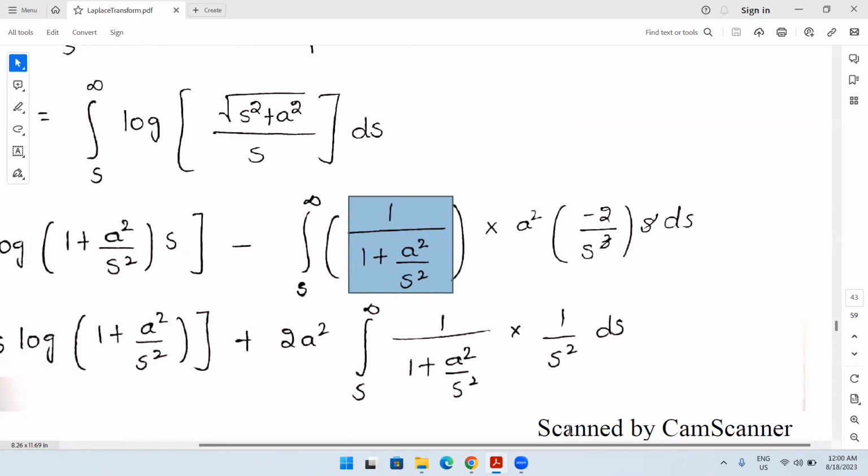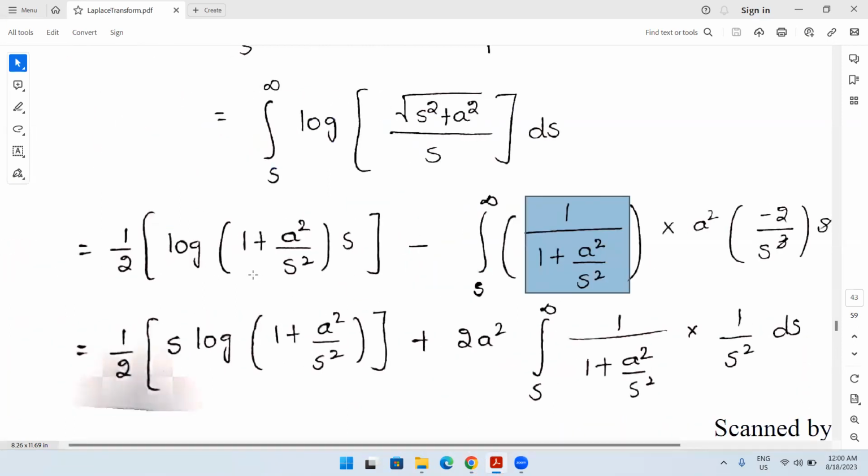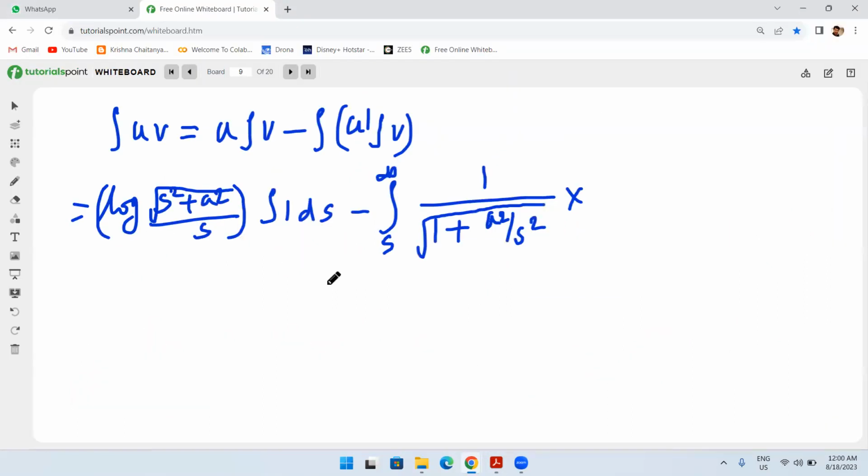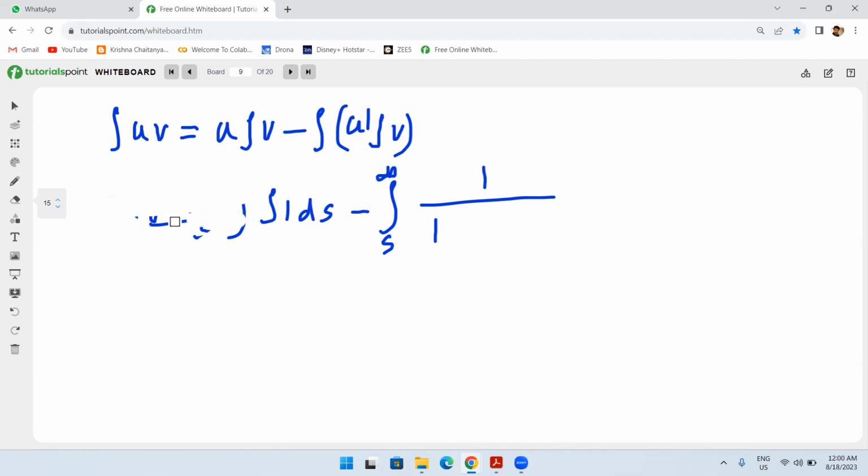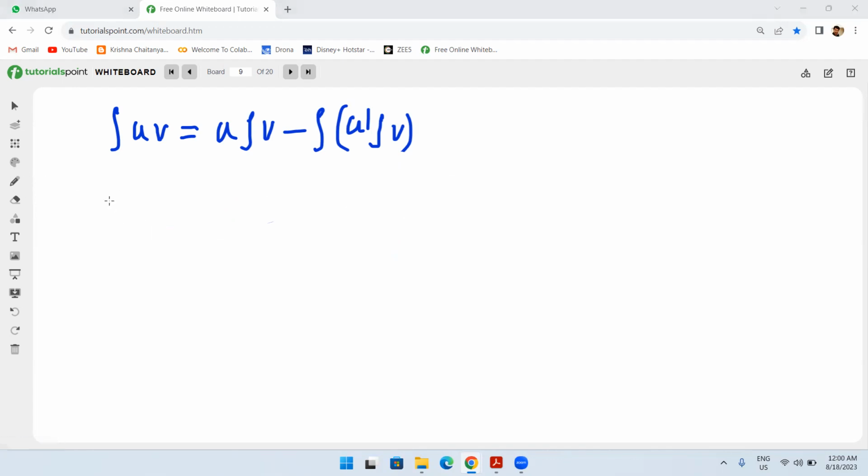Here the square root is not there. They have taken it outside, because if we get the square root, we get a problem. Now I'll explain, just wait. If we get the square root, the integration and derivative will be very hard. That's why we have to take 1 by 2 outside. I'll explain here, just wait.